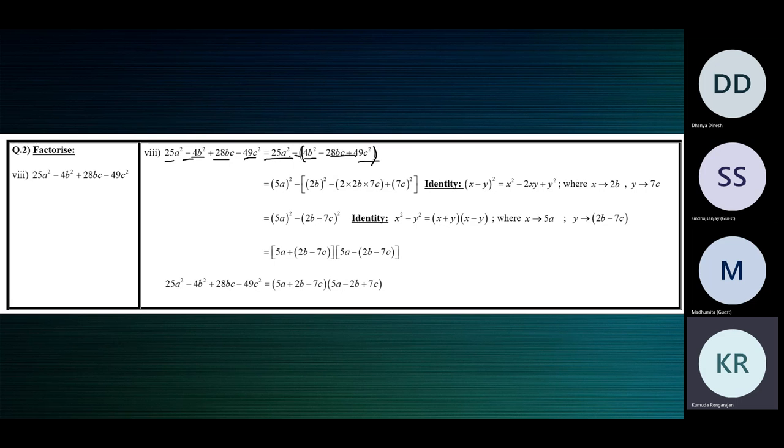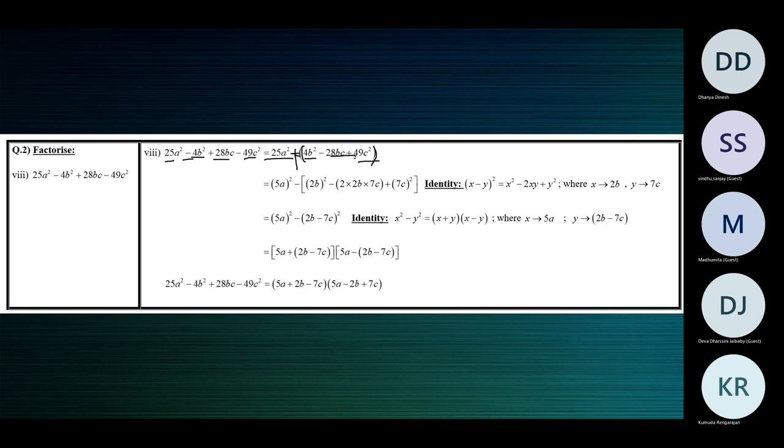Why with the opposite signs? Because outside the bracket, we have taken out a minus sign. If it was a plus sign, the terms would come with their original signs. We will not change the signs. If we take out a plus common, then the terms will come with whatever signs they carry. But when you take a minus common, you must write the terms inside the bracket with their opposite signs. That's the first step. If you multiply, you'll get back the terms. Here minus into 4b squared is minus 4b squared. Minus into minus 28bc is plus 28bc. Minus into plus 49c squared is minus 49c squared. Plus into minus is minus, into plus is minus.